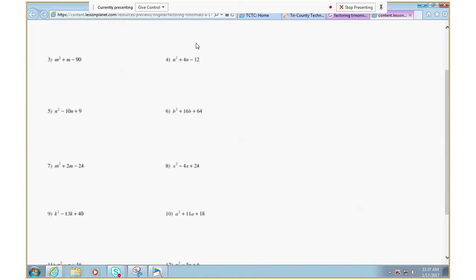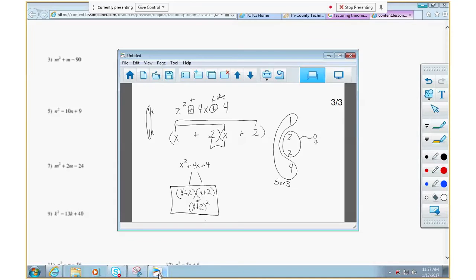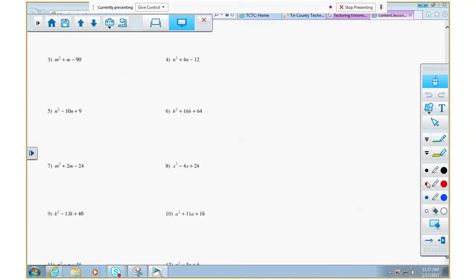Let's do number 4 and number 8. X squared plus 4x minus 12 and x squared minus 4x plus 24. I'll write them on the board for you. Let me do a transparency, that way you can see it while I write it. So the first one is x squared plus 4x minus 12, and the other one is x squared minus 4x plus 24. Take a minute or two and factor those two trinomials.